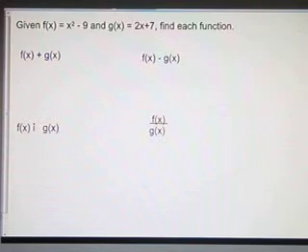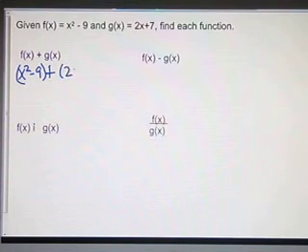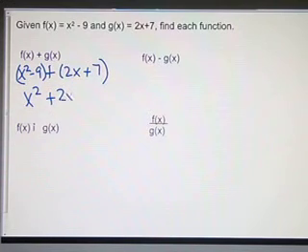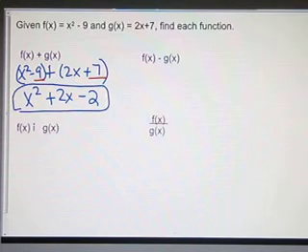So let's talk about some more examples. f of x plus g of x in this example. Our f of x is x squared minus 9. Our g of x is 2x plus 7. It's really here just about combining like terms. I don't have any other x squared terms. I don't have any other x terms. What I can combine here is the minus 9 and the plus 7. When I combine those two, I get minus 2. And that is my answer.